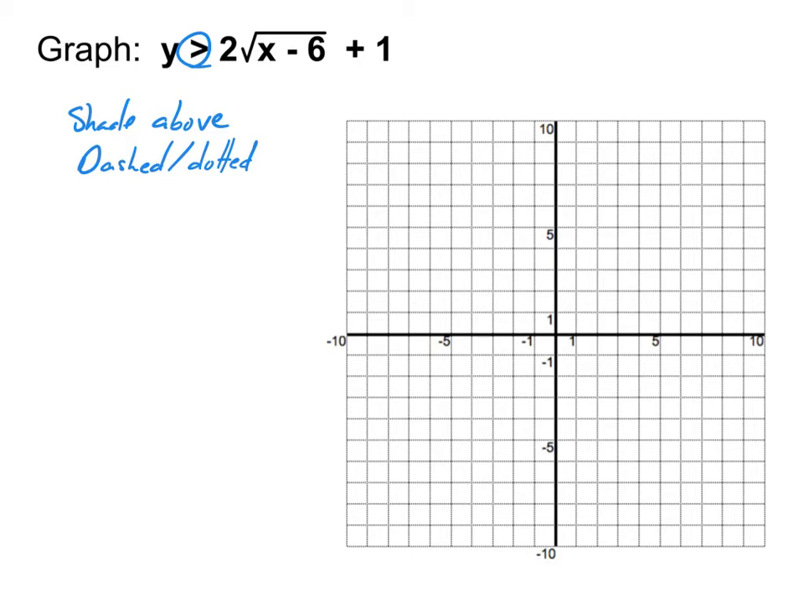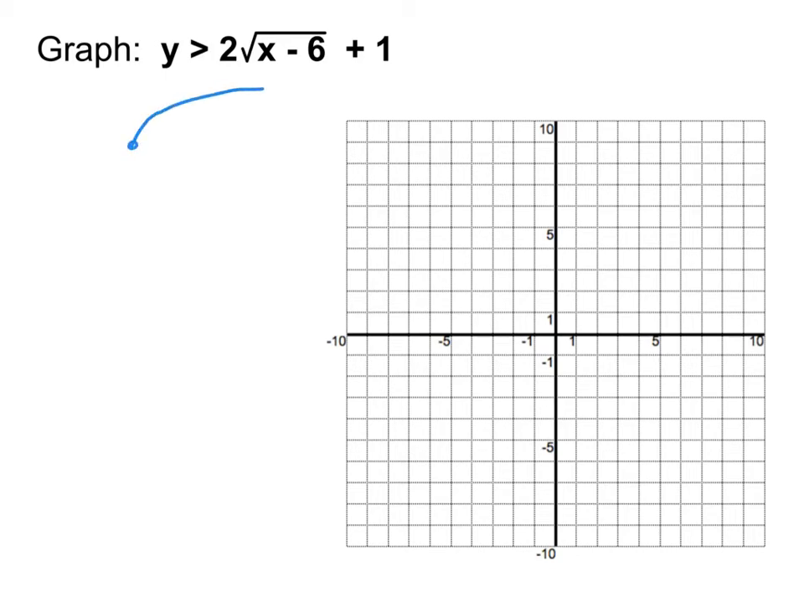But the rest of it over here, the 2 times the square root of x minus 6 plus 1, gets graphed the same way as it would as if it were just an equation, except that I'm going to try to remember to make it a dotted line as I make it instead of a solid line. Now, in order to do that, I need to remember what a square root graph is shaped like, and the square root graph is the one that is shaped like this.